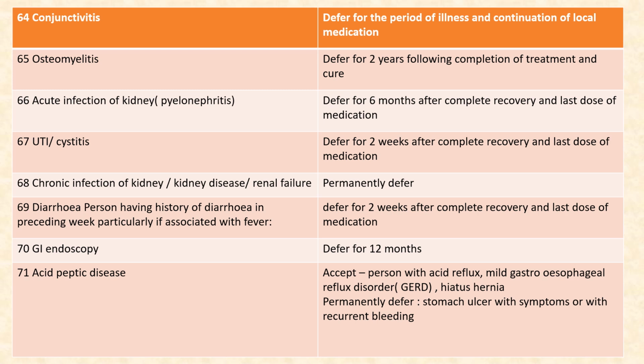Diarrhea, a person having a history of diarrhea in the preceding week, particularly if associated with fever, defer for 2 weeks after complete recovery and the last dose of medication. GI endoscopy, defer for 12 months. Acid peptic disease, except a person with acid reflux, mild gastroesophageal reflux disorder or hiatus hernia, but permanently defer the donor if the donor has a stomach ulcer with symptoms or with recurrent bleeding.